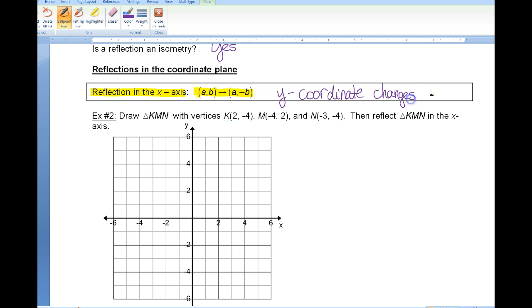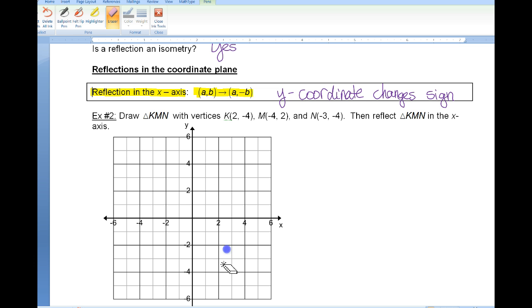Right, so when I say it changes sign, it could go from negative to positive. Kind of imagine if I had a point below the axis, right? Don't draw that on your paper yet. But if I had it here and I reflected it in the x-axis, it would land up here. Okay, so it would go negative to positive.